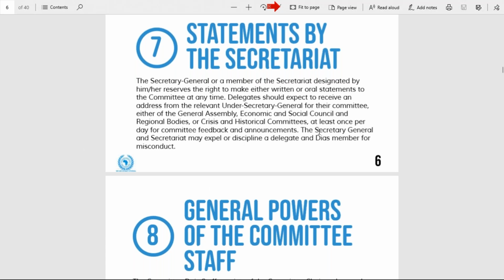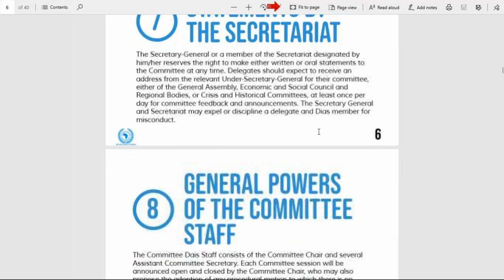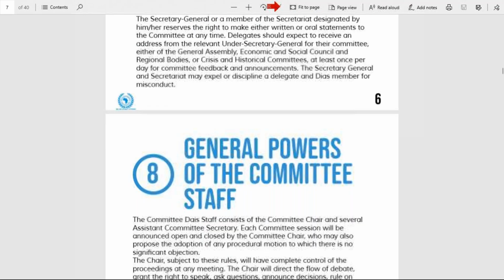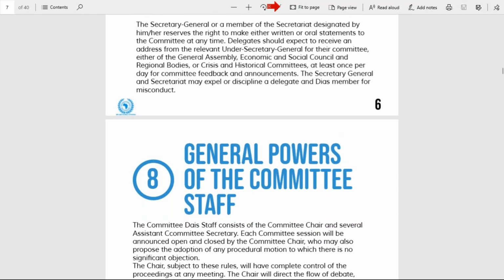For members of the Secretariat, whatever the Secretary General or her Under Secretary Generals state to each and every one of you, please make sure you adhere to it and listen attentively. During the opening ceremony, you'll meet everyone, and whatever instructions are issued there will apply throughout the week. So make sure that you listen to them.